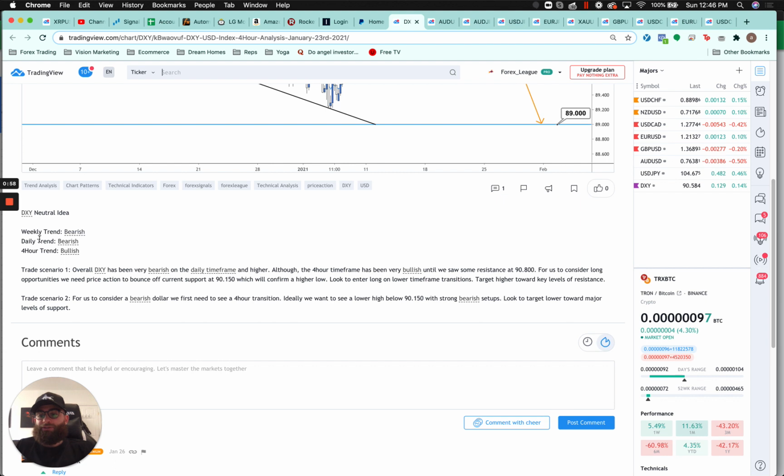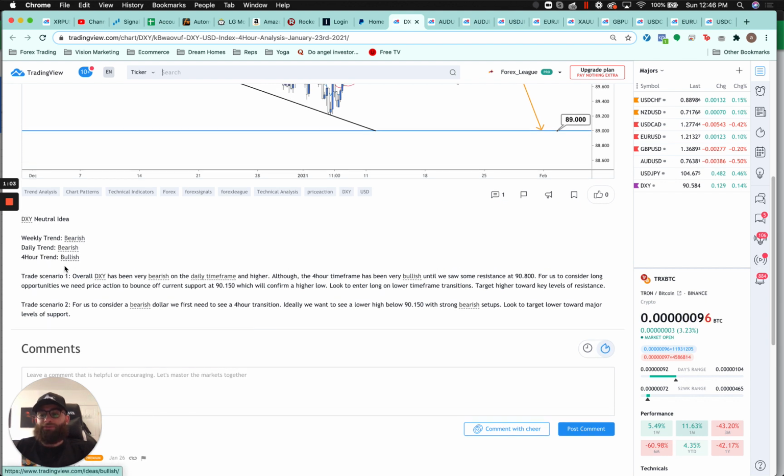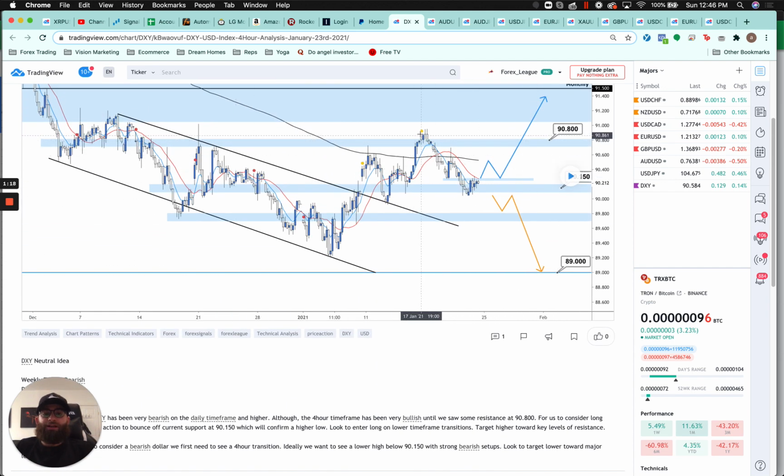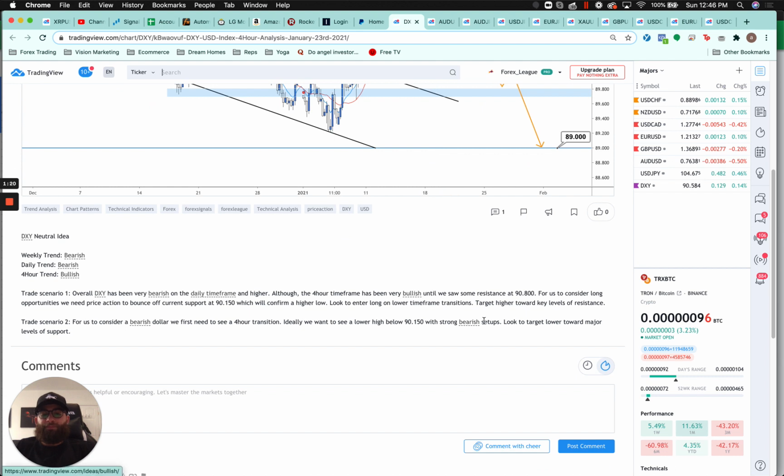Weekly trend was bearish, daily trend was bearish, 4-hour trend was bullish. The highest time frame here was bearish. Trade scenario 1: overall DXY has been very bearish on the daily time frame and higher, although the 4-hour has been very bullish until we saw some resistance at 98.00, which was this area right up here. For us to consider long opportunities, we need price to bounce off current support at 90.150, which will confirm a higher low. Look to enter on a lower time frame transition, targeting higher towards key levels of resistance.